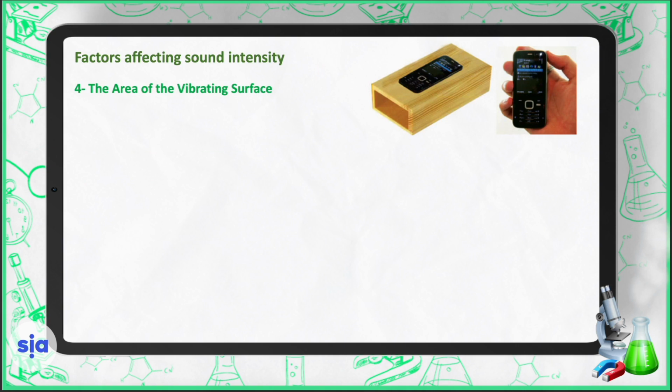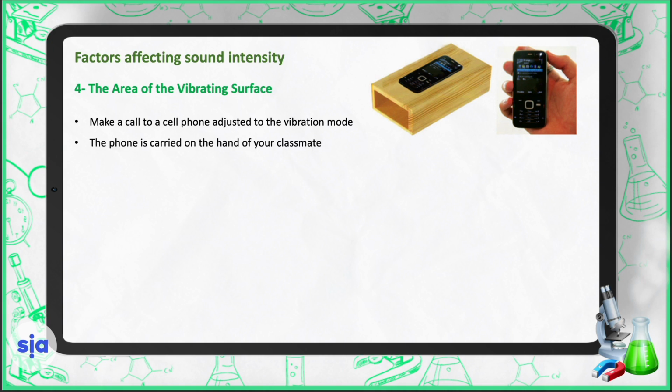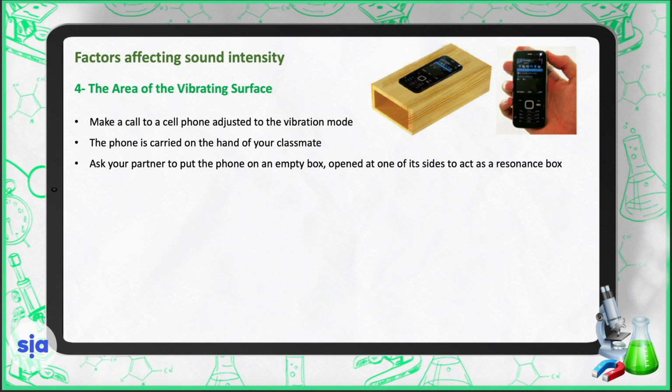Now, let's talk about the area of the vibrating surface and how it affects sound intensity. Make a call to a cell phone adjusted to the vibration mode. The phone is carried in the hand of your classmate. Ask your partner to put the phone on an empty box, opened at one of its sides, to act as a resonance box. Compare the sound intensity in both cases.